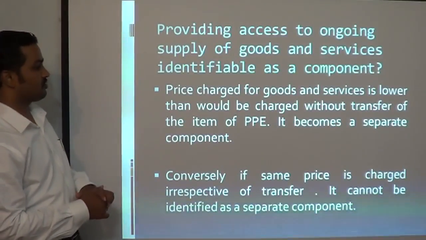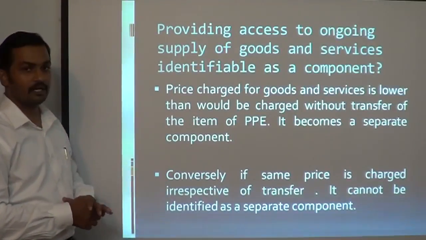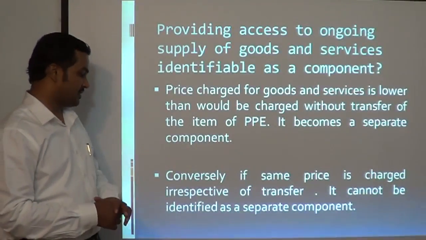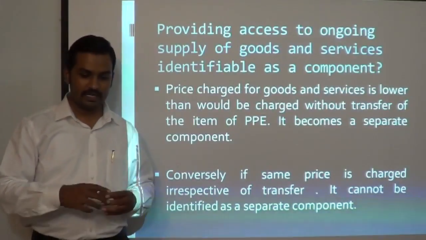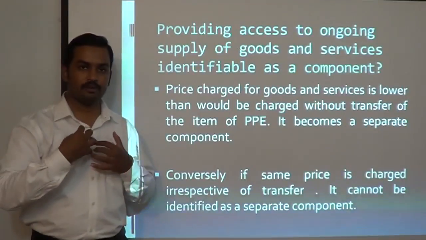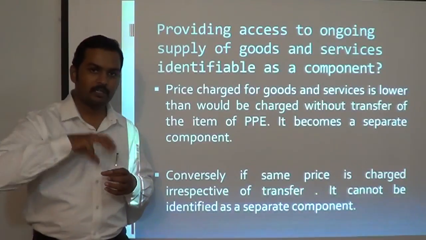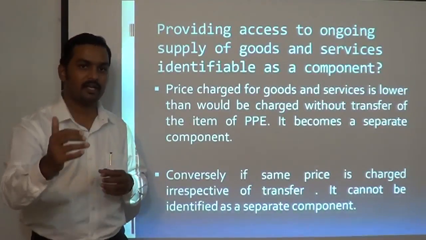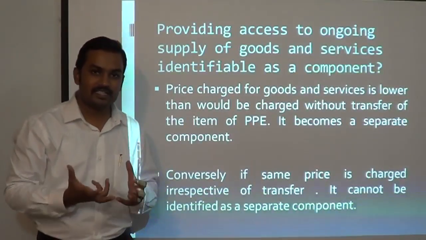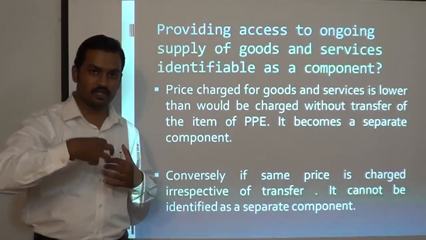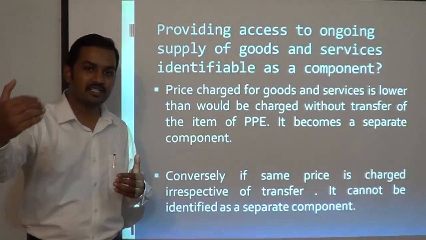If the price charged for goods and services is lower than would be charged without transfer of an item of property, plant and equipment, it becomes a separate component. Conversely, if the same price is charged irrespective of the transfer, it cannot be identified as a separate component. I will give a simple example. A customer contributes an item of property, plant and equipment to me. I provide him gas in return, but the price which I charge to him is lower than the price which I charge to a customer who has not contributed an asset to me. In such cases, I am allowing this customer an ongoing access to the goods or service which I am providing, that is supply of gas, at a discounted price.